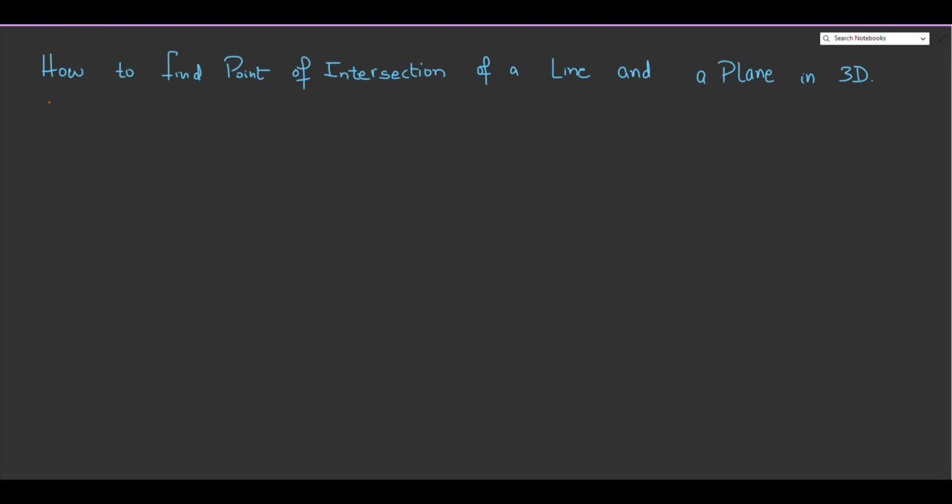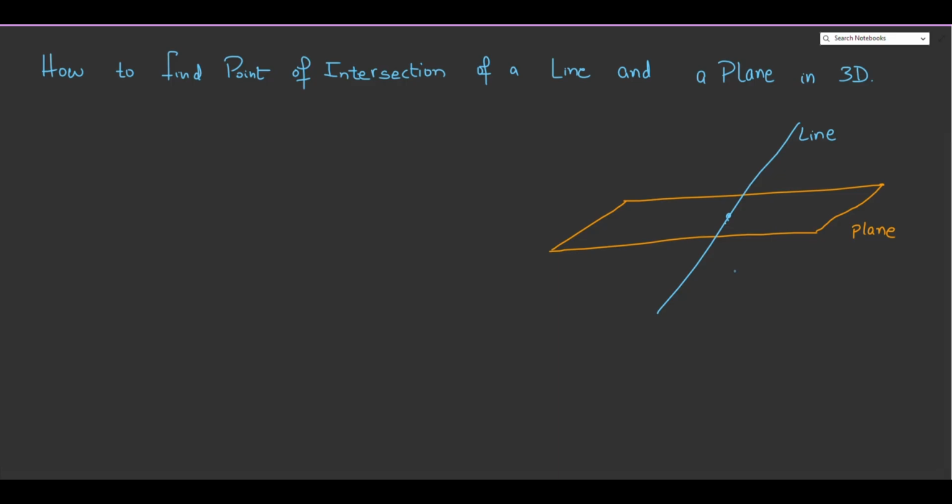Okay, our next topic is how can we find the point of intersection of a line and a plane in 3D. So suppose that we are given a plane. Okay, so let's say this is a plane, and any other line. So let's say this is the line which is intersecting the plane. There will be only one point where this line will intersect the plane.